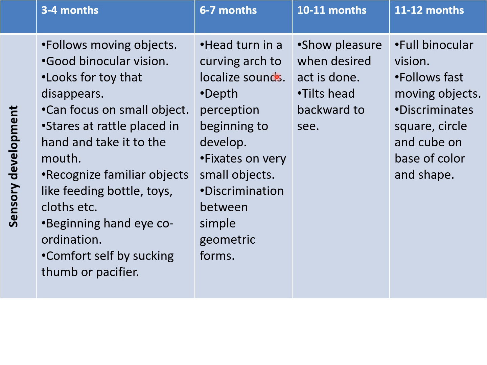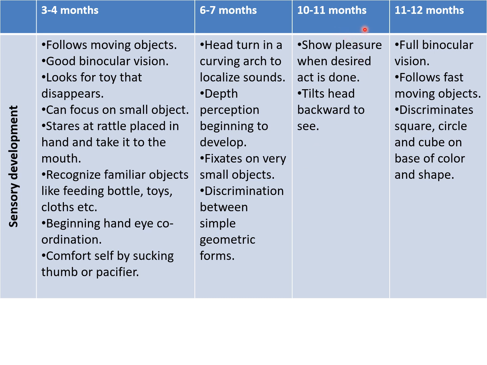Then at 6 to 7 months, when we are making any sound, the head is turning in a curving arch. They will be turning their head. Then depth perception begins to develop. Now fixates on very small objects. Discrimination between simple geometric forms. So a round shape they will be able to understand better compared to some other square box.